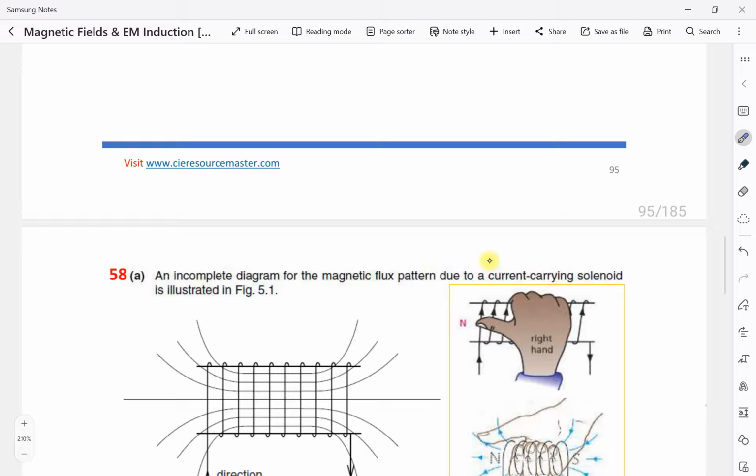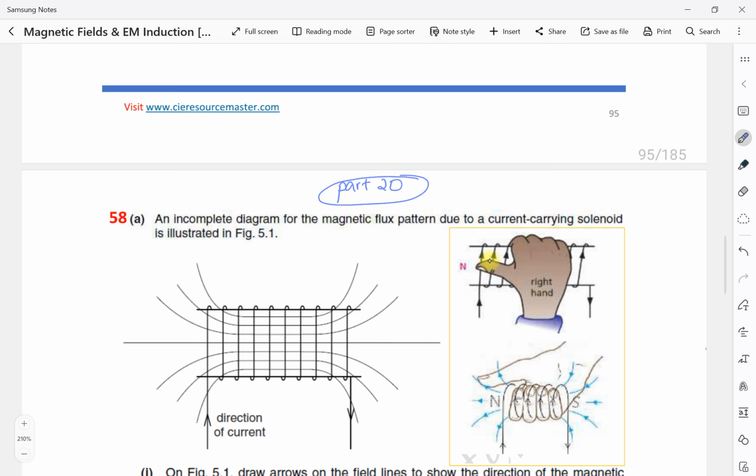This is magnetic fields and electromagnetic induction, and I think this is going to be part 20 of the solved past paper questions. So in part 19, we stopped on question 57. In part 20, I want us to start from question 58.